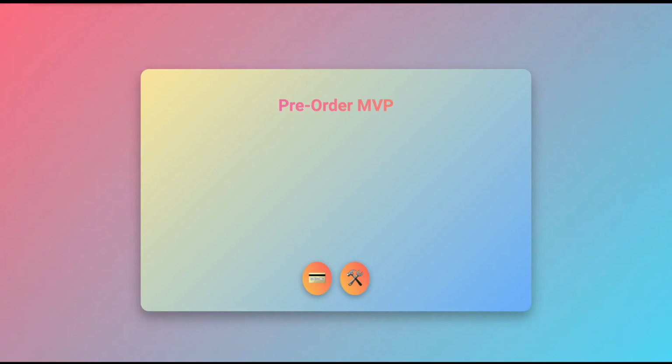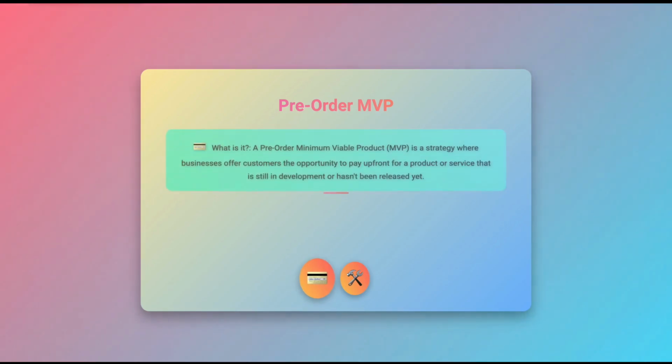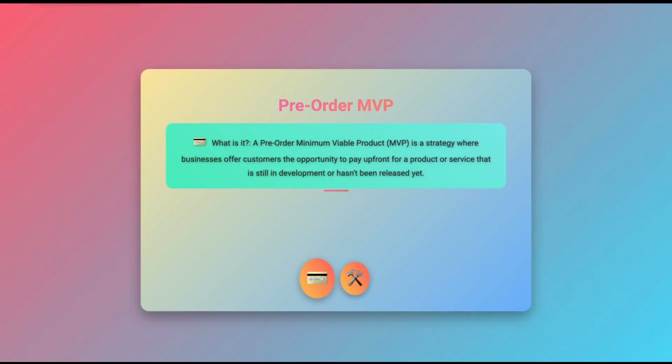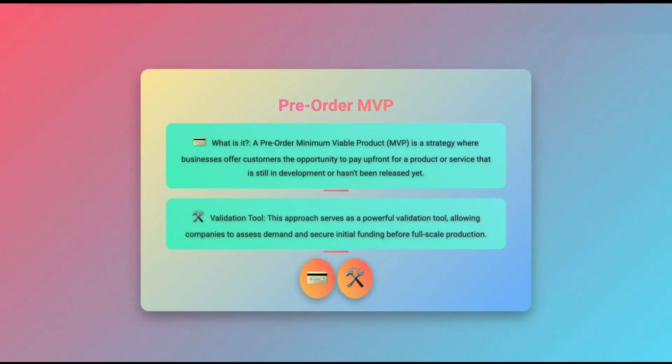Pre-order Minimum Viable Product, MVP. A pre-order minimum viable product, MVP, is a strategy where businesses offer customers the opportunity to pay up front for a product or service that is still in development or hasn't been released yet. This approach serves as a powerful validation tool, allowing companies to assess demand and secure initial funding before full-scale production.